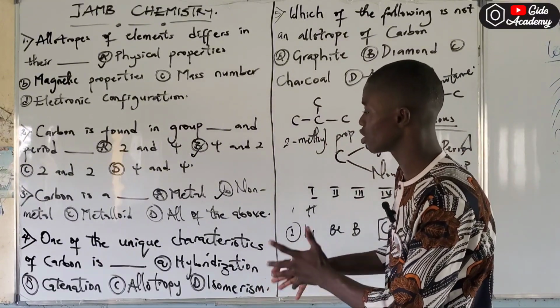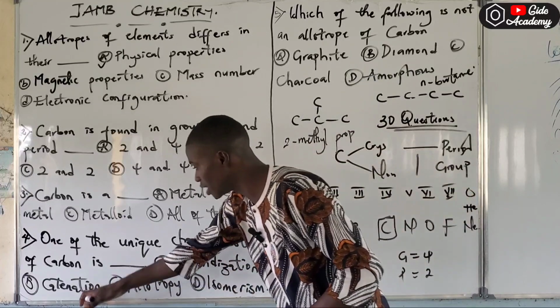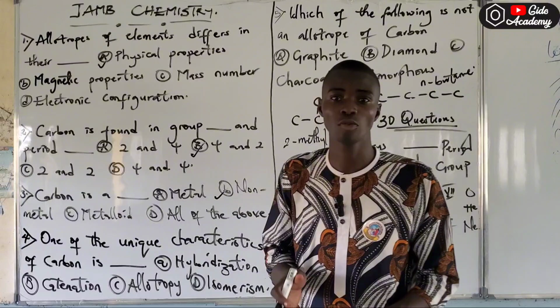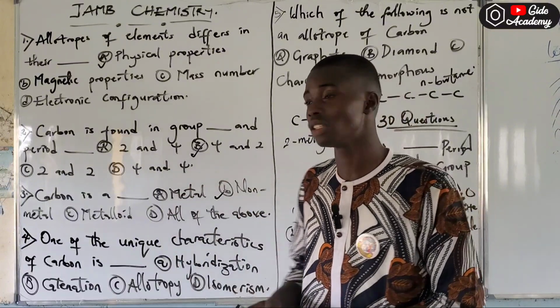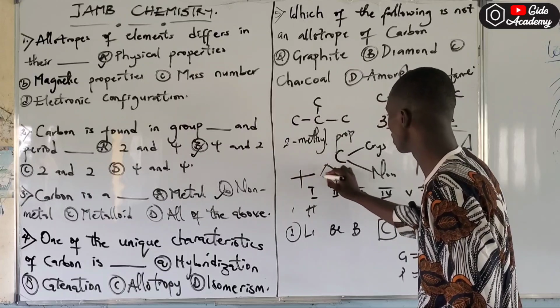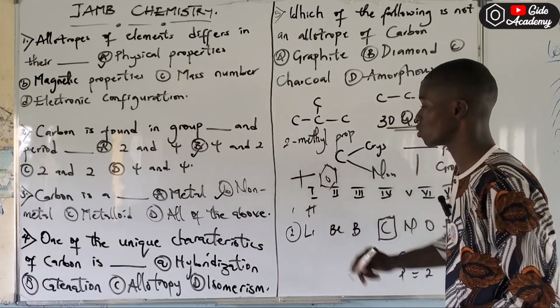So the unique characteristic of carbon here is catenation, and this is the ability of carbon to form many compounds, millions of compounds, to form a straight chain, a branching, and cyclic chain. Carbon can be like this, it can be like this, and it can also be like this. And what we have here, this is what we call benzene.